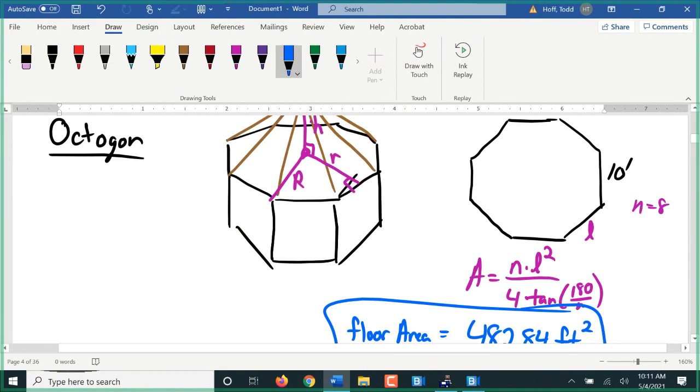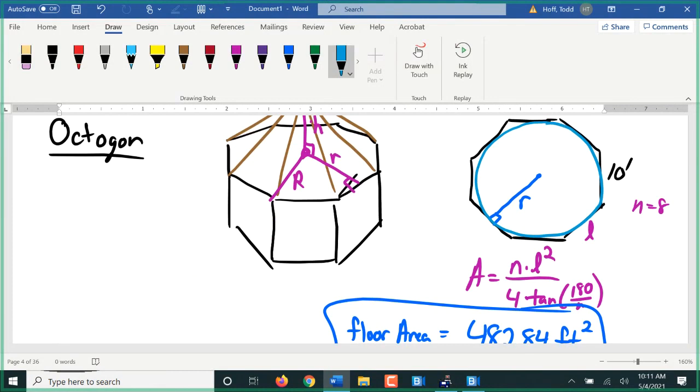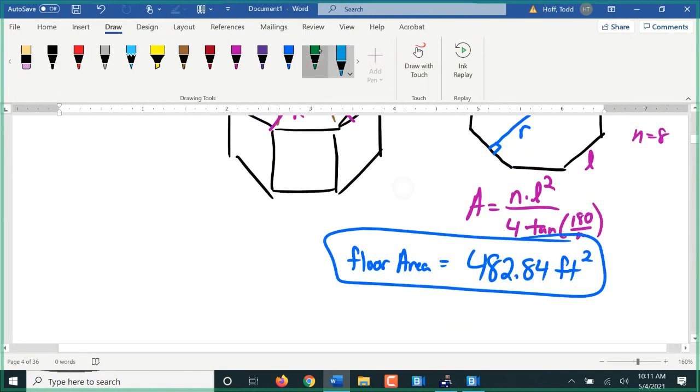Now I want to find little r. Little r would be the distance from the center of that polygon out to the middle of one of the sides. It's called little r because it's the radius of the inscribed circle. The circle would be put on the inside of the polygon. It's also called the apothem of the figure.